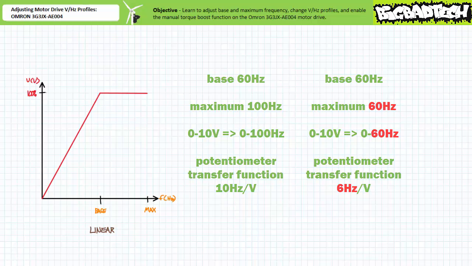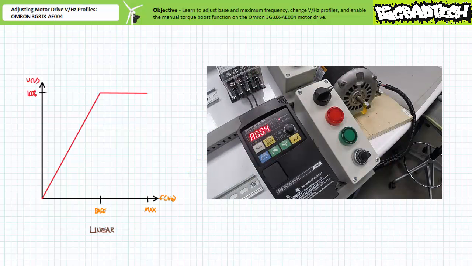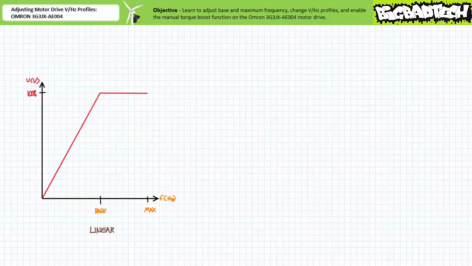Let's see if this is the truth. Navigate to parameter A004, maximum frequency. Select mode. Decrement from the previously saved 100 Hz back to 60 Hz. Then select enter to save it. This motor drive has now been programmed to scale the 0 to 10 volt analog voltage input of the external speed potentiometer from 0 to 60 Hz in 6 Hz per volt divisions.